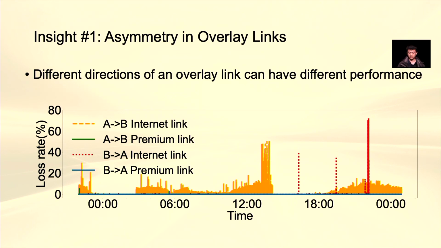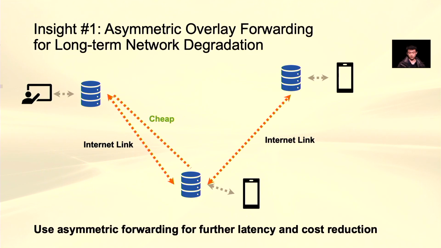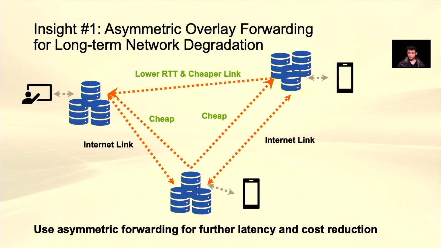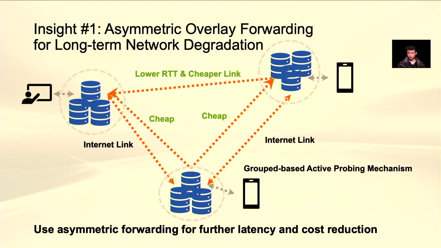If simply using the round-trip performance of links to compute the forwarding plan, the solution space is limited and the forwarding decisions are suboptimal. Consequently, XRON classifies each direction of overlay links separately and uses asymmetric forwarding to further reduce the latency and cost of video conferencing. To achieve scalable link state monitoring for the large overlay network, XRON uses a group-based active probing mechanism that combines sampling-based active probing and passive tracking. Please refer to the paper for more details.